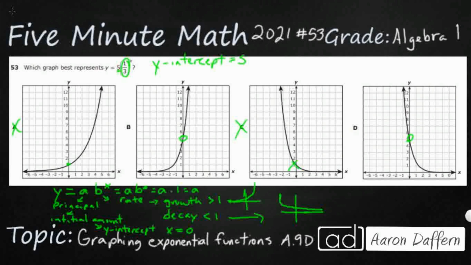Take a look at B. That's a growth rate because it's moving up. It's increasing from left to right, which means we don't need that. This is the only one that has a decay rate and the y-intercept at the correct spot. So our answer here is going to have to be D.